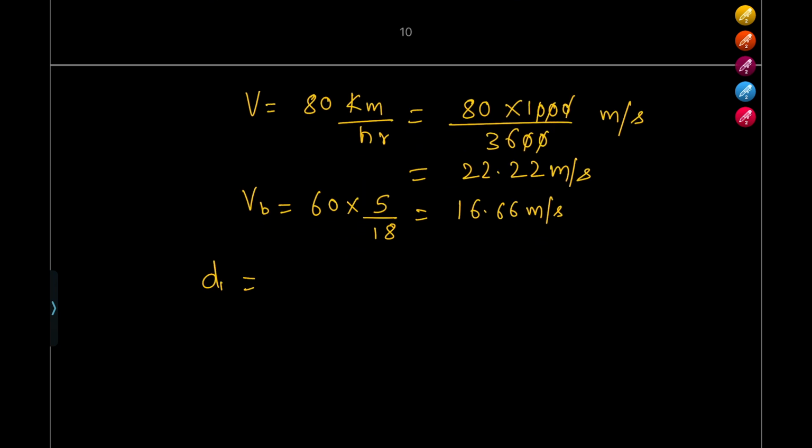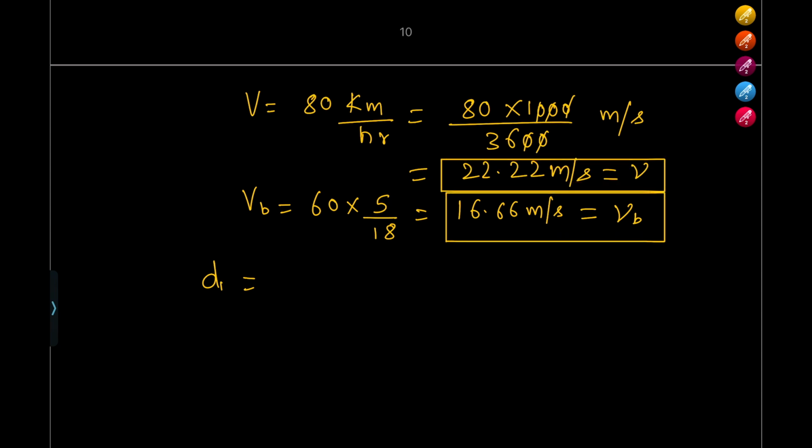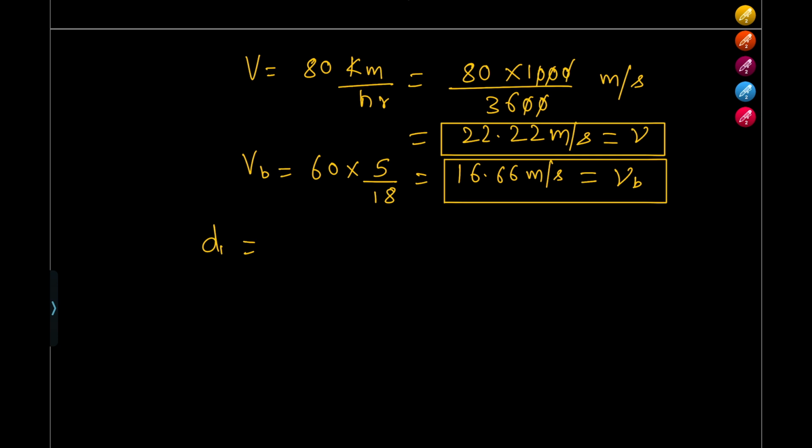D1, how do we calculate it? This is equal to speed in meter per second. This will be equal to small vb, and this will be equal to small v, right? Let me highlight it for you. Next, small v multiplied by t, which is equal to 2 seconds. So design speed is 22.22, and it is to be multiplied by 2 seconds. We'll get the distance as 44.44 meters.